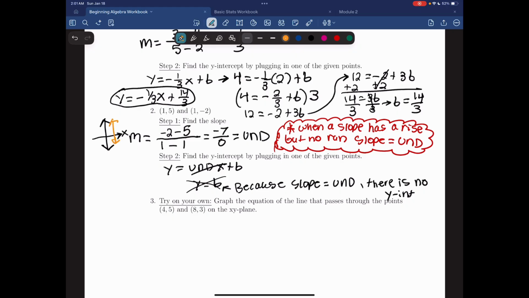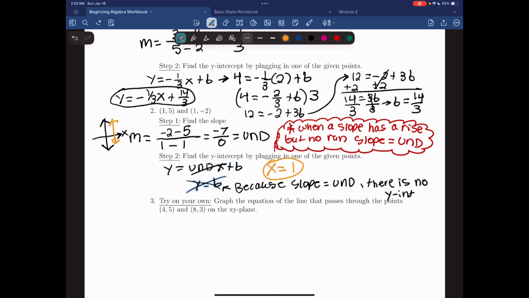So we know that we're going to have x equals some value as our equation. But how are we going to know what that value is? Well, we have to look at the points we're given. Notice, for both these points, our x value is 1, but our y value is 2 different values. So given that we have an undefined slope, which tells us that we have a vertical line, our x value is always going to be 1. So our equation is x equals 1.